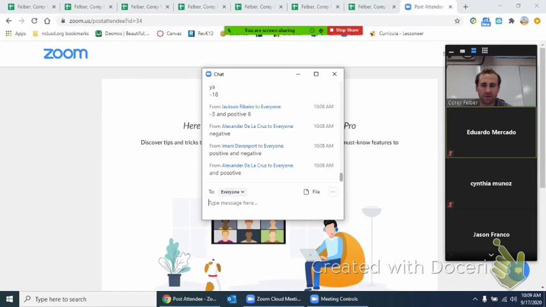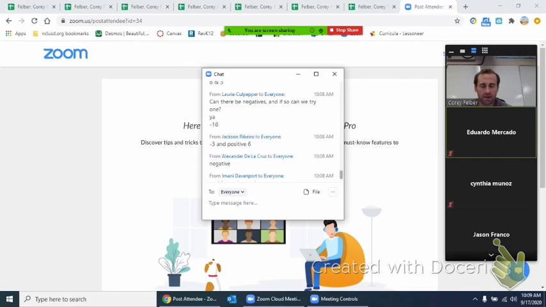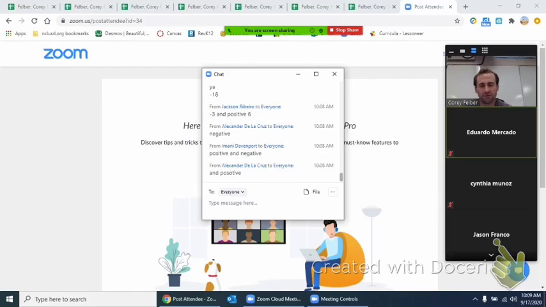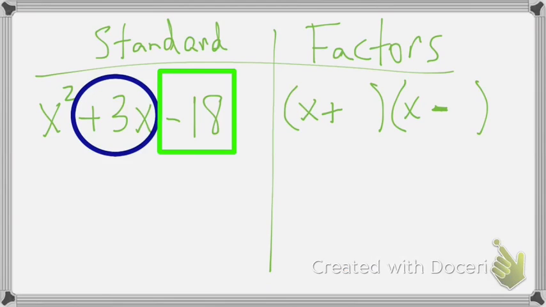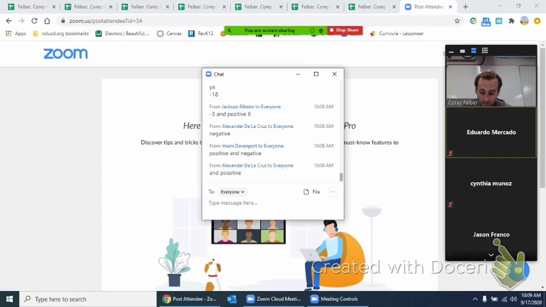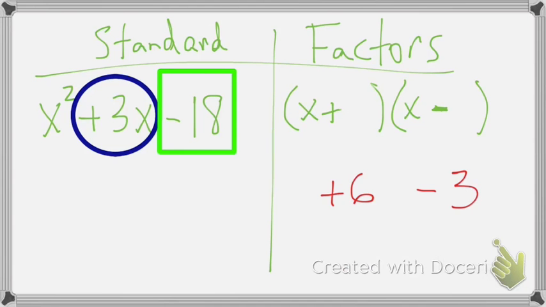Now let's look at Jackson's answer in the chat. What do you guys think about Jackson's numbers? Negative 3 and positive 6. We know that's going to multiply to negative 18, but is that going to add up to what we need it to add up to? His guess was positive 6 and negative 3. I want to know your guys' thoughts. If I put the plus 6 in there and the minus 3 in there, is that going to work out over here the way we need it to?